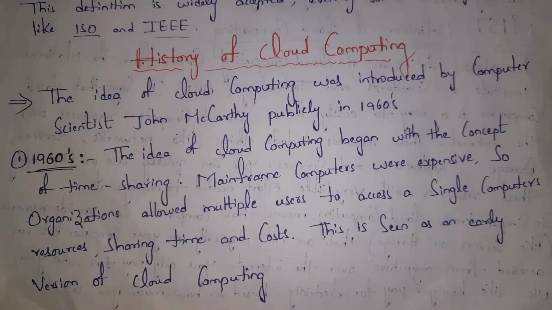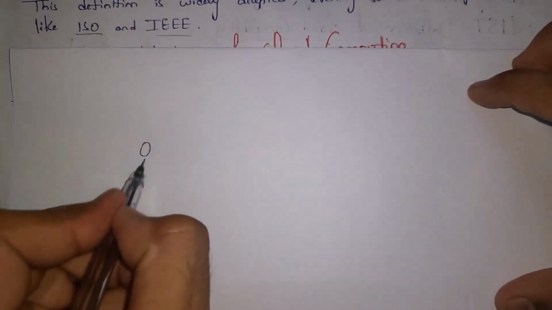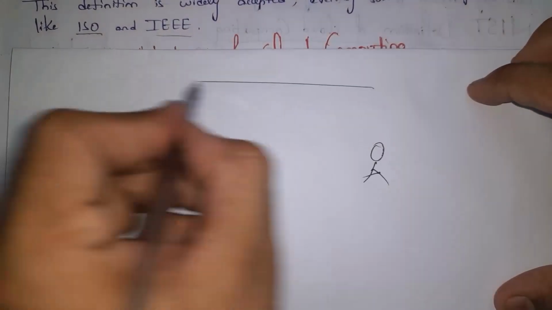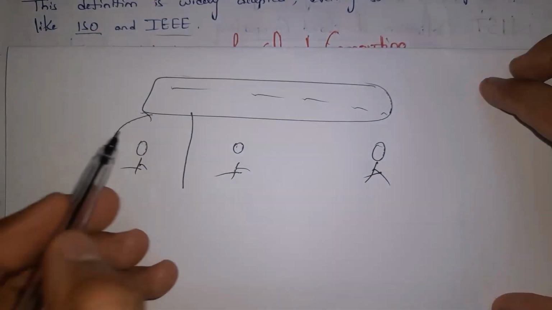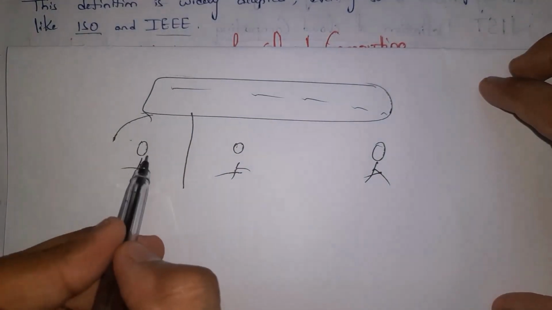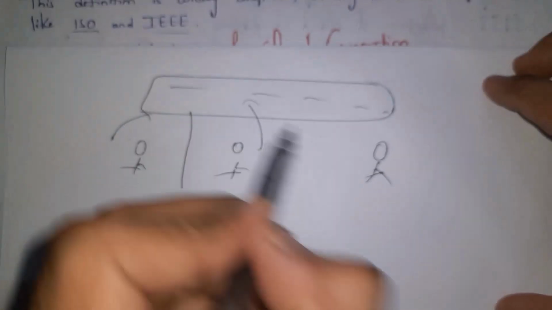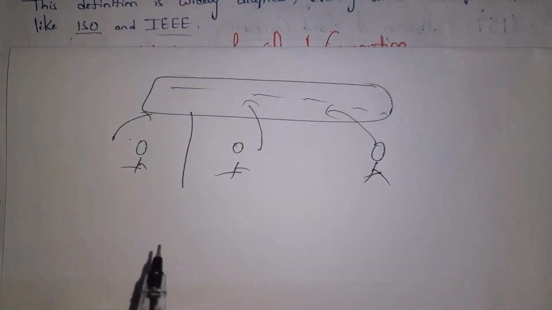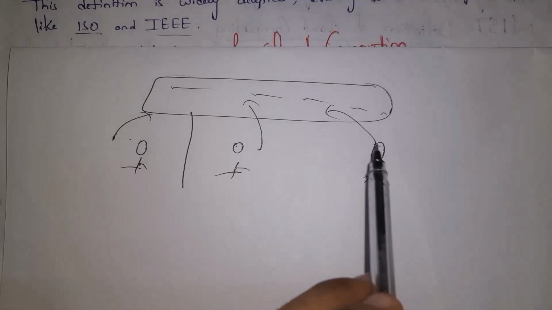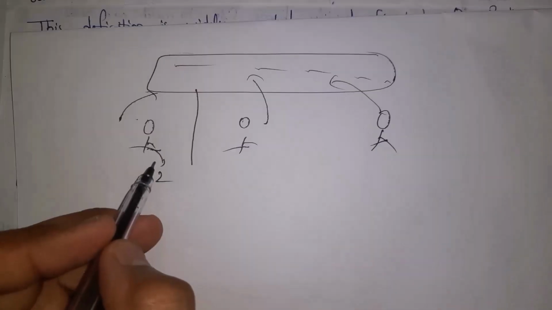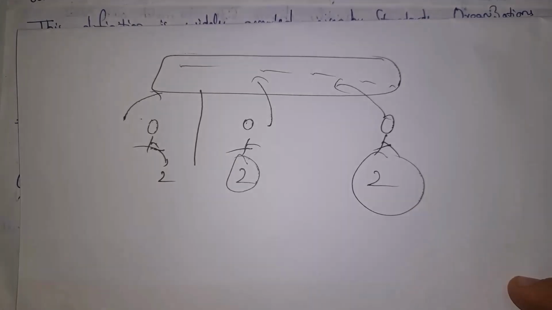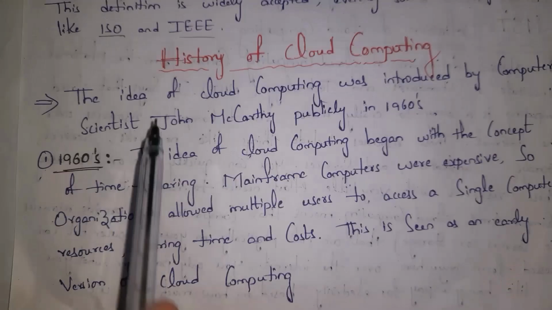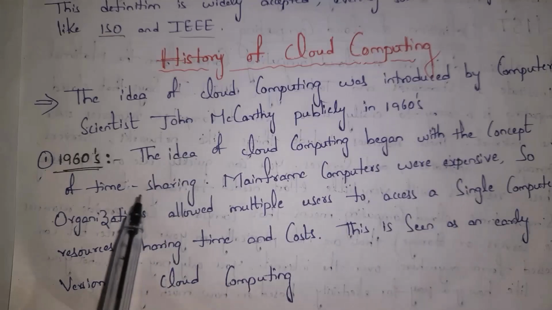Guys, in olden days, there were mainframe computers which were very costly. So in companies, if there are multiple employees, these employees will access this time-shared computer on a timely basis. Like, for 2 hours he will access this computer. Again after completing 2 hours, for the next 2 hours this person will access this computer. And after completing 2 hours, the next person will access this mainframe computer. Each person will pay money for their 2 hours. This is time sharing. So the idea of cloud computing began with the concept of time sharing.